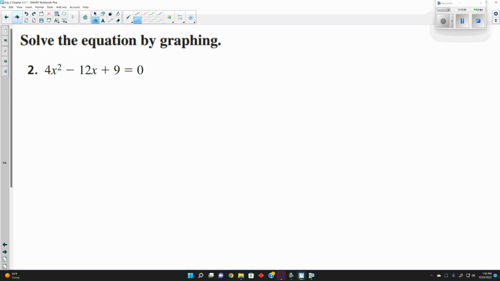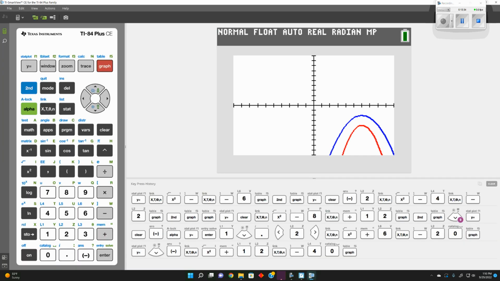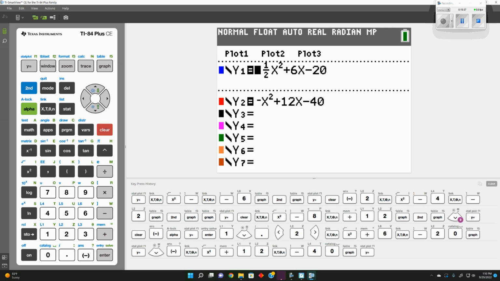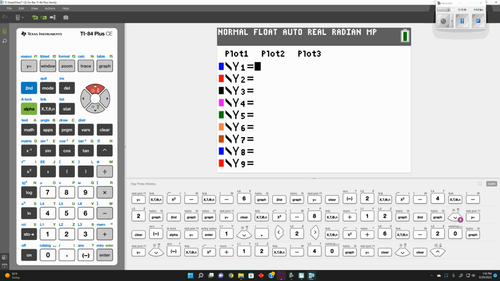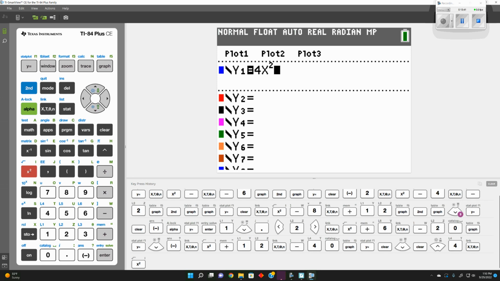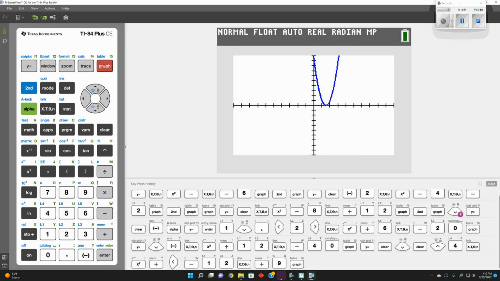4x squared minus 12x plus 9. So again, it is equal to 0, so we can graph it. So I'll clear both of these out. So 4x squared minus 12x plus 9. Graph. We do see that it does at least touch the x-axis, yes? What number does it touch it at?